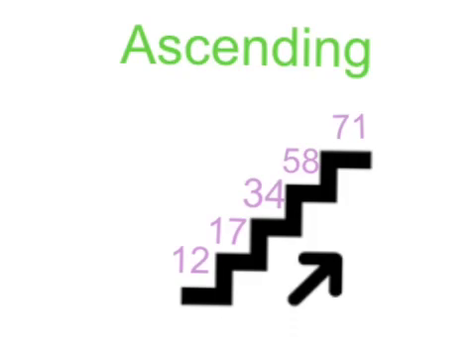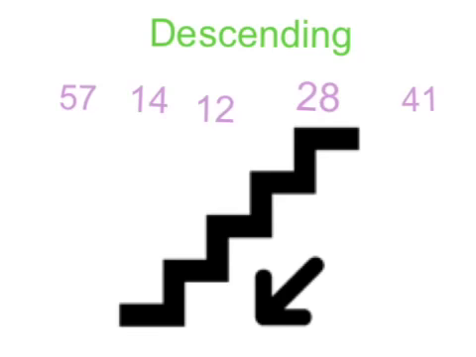All right, now let's check out what descending order is. I wonder if you can guess. Ascending means going up, so descending means going down. So we're going from biggest to smallest. Okay, let's put these in descending order. So biggest to smallest. 57, 14, 12, 28, and 41 are my numbers that I'm working with.